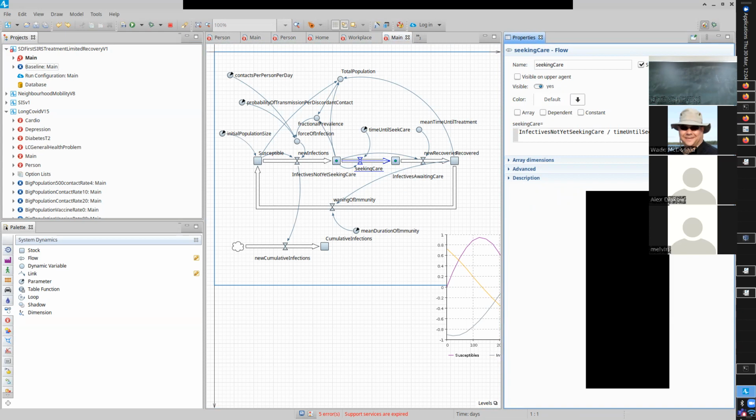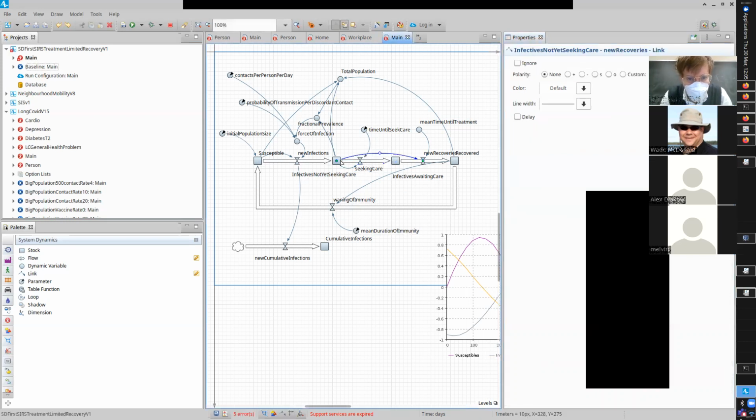The units of this flow are what? If infectives is measured in people, what are the units of this flow? What does a value of 10 mean? It means 10 people per day. It's people per day. Okay, great. So we have this being infectives not yet seeking care. And this flow is going to occur from here. Recoveries are going to occur from here.